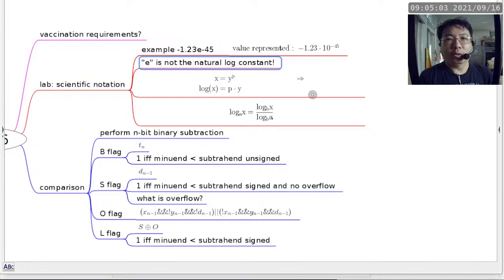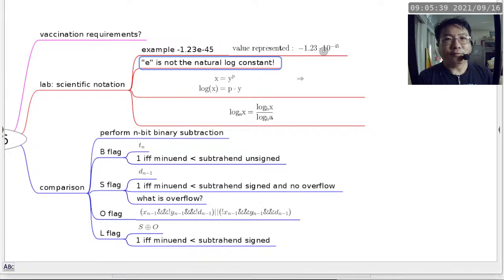So it is important to understand that e is not the natural log constant. Normally when we say e with superscript 12, that means we are raising the natural log constant to the power of 12. But that is not the case in this particular notation. We are not multiplying negative 1.23 and the natural log to the power of negative 45. That is not what we are doing. The base of the exponent in this case, as a scientific notation, is 10.